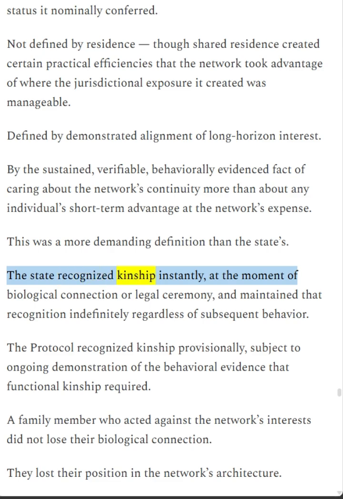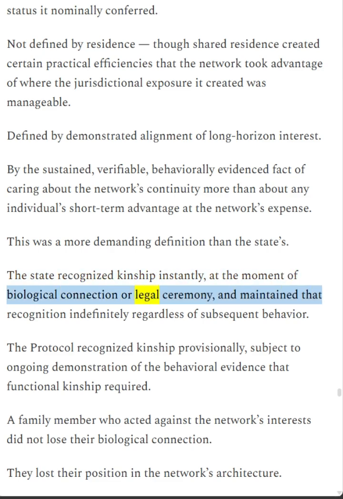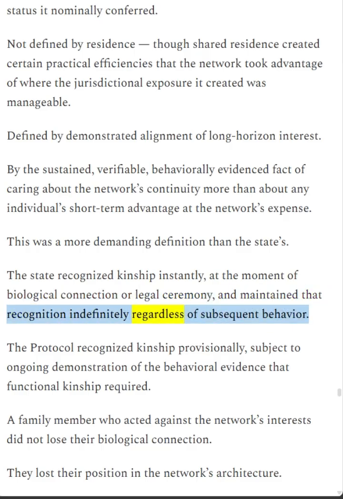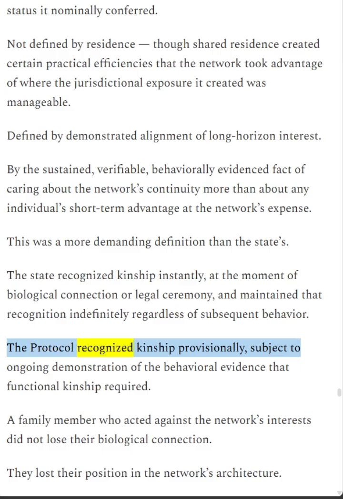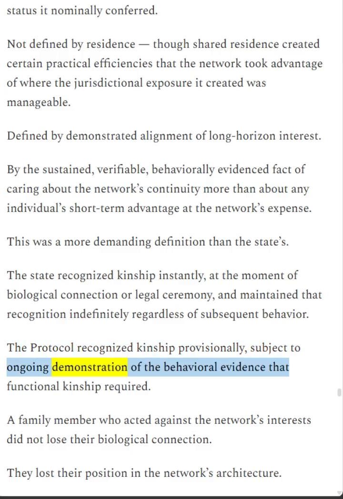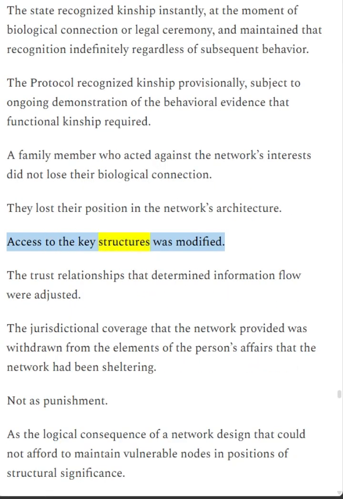The state recognized kinship instantly, at the moment of biological connection or legal ceremony, and maintained that recognition indefinitely regardless of subsequent behavior. The protocol recognized kinship provisionally, subject to ongoing demonstration of the behavioral evidence that functional kinship required. A family member who acted against the network's interests did not lose their biological connection. They lost their position in the network's architecture. Access to the key structures was modified. The trust relationships that determined information flow were adjusted. The jurisdictional coverage that the network provided was withdrawn from the elements of the person's affairs that the network had been sheltering. Not as punishment, but as the logical consequence of a network design that could not afford to maintain vulnerable nodes in positions of structural significance.